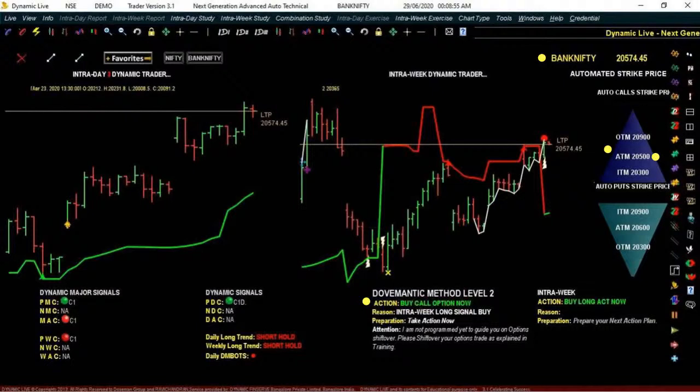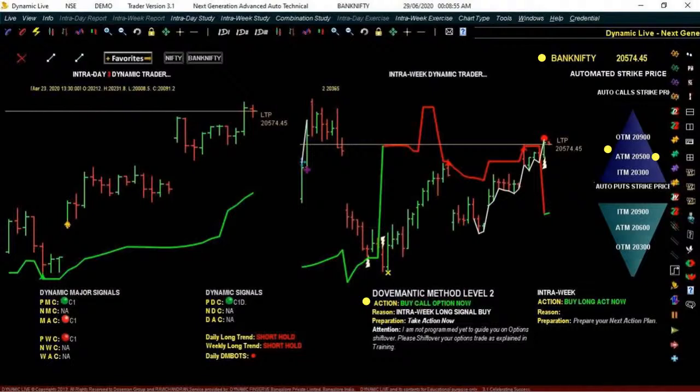Now for you to make a phone call and convey this message over the phone, how much time is it going to take? It is a matter of 20-30 seconds, isn't it? 30 seconds, you make a call, you tell them Bank Nifty buy call option now 20,500 strike price. They will simply place the order and tell you what price it has been bought. Now after that, just cut the call.